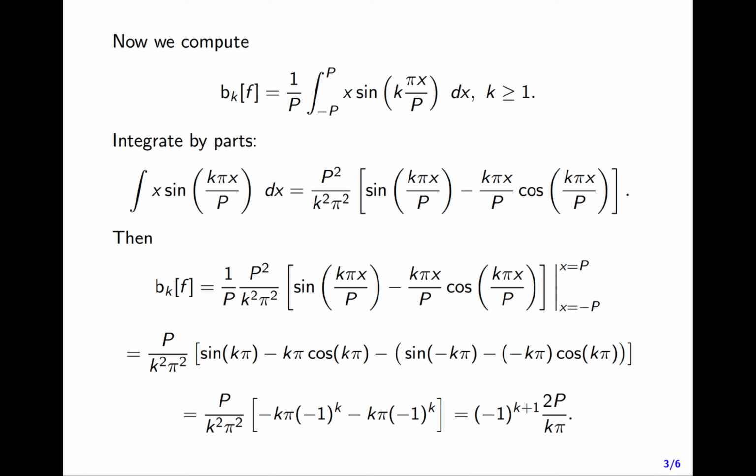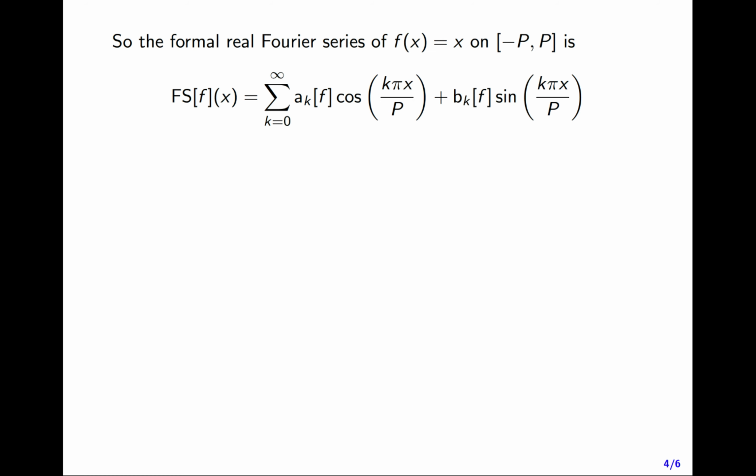Both terms inside the brackets had a factor of k pi on them, so I lose a k pi from the denominator. Each term has a minus 1 to the k in it, and an extra factor of a minus on it. So that's my minus 1 to the k plus 1. I retain a p, and then I get a factor of 2 because both terms are the same. So bk on f is minus 1 to the k plus 1 times 2p over k pi.